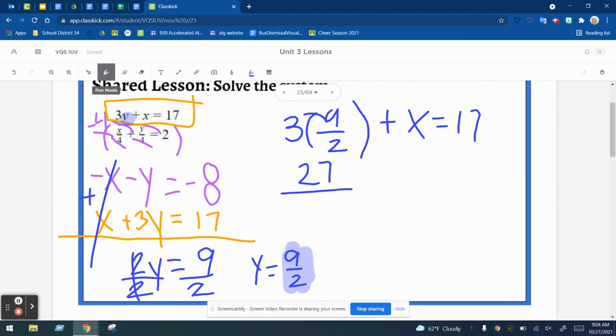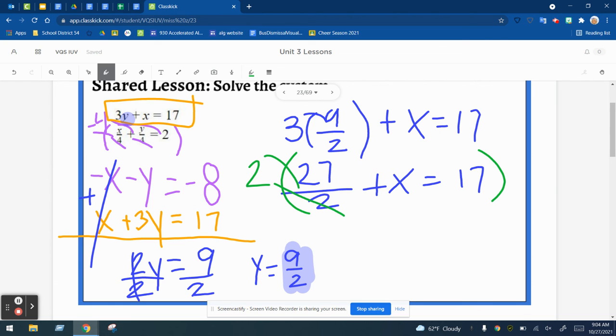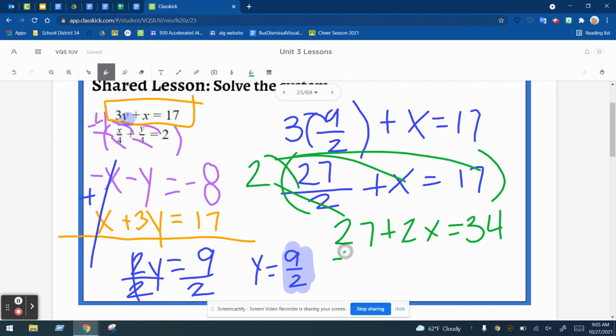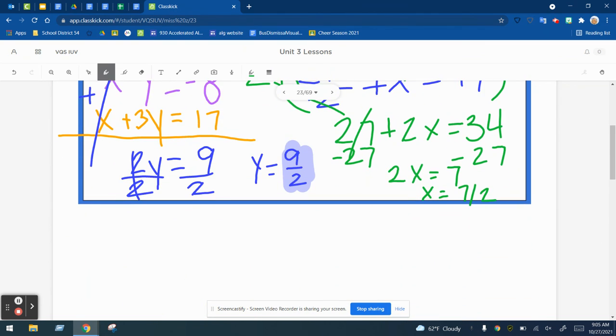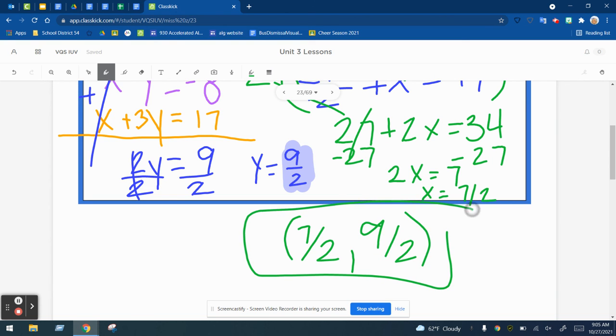We're going to get 27 over 2, which unfortunately I can't simplify. So I'm going to have to multiply this as well by something to get rid of my fraction. So I'll get 27 plus 2x equals 34, and I continue solving. So I get 2x equals 7, and then x equals 7 over 2. So I have two fractions, but it's okay. We've been working with fractions all year, so we know how to work with them. Final answer is going to be 7 over 2, 9 over 2. x comma y. Just put them back together.